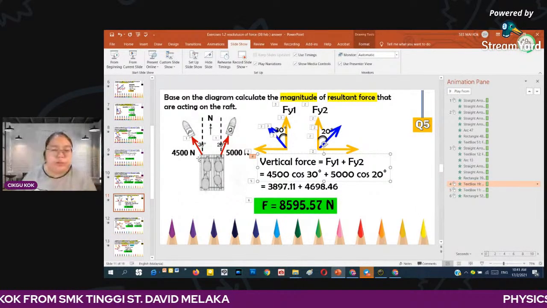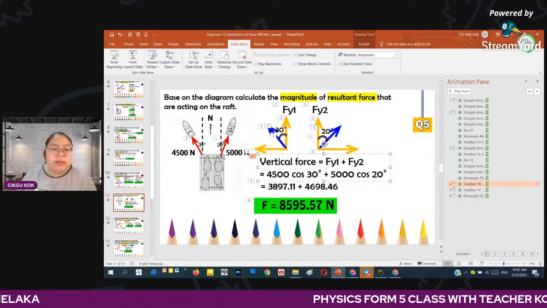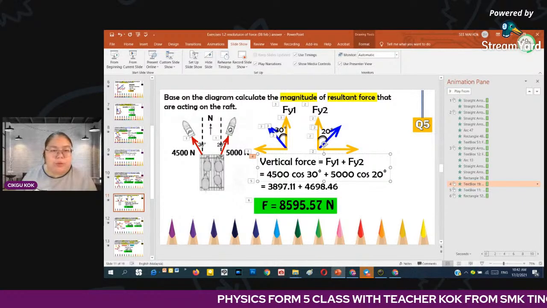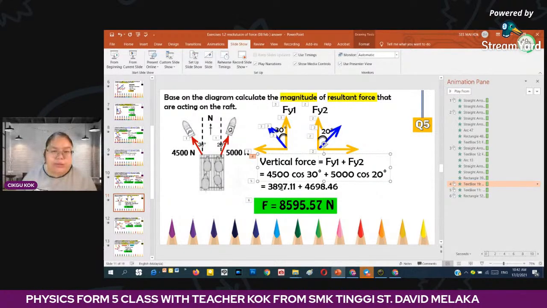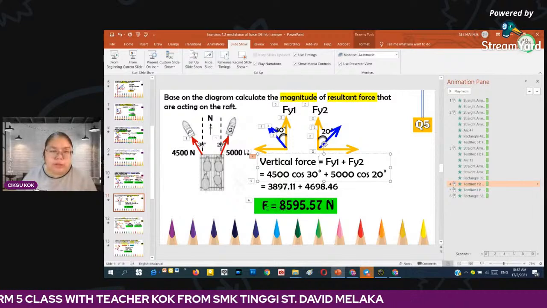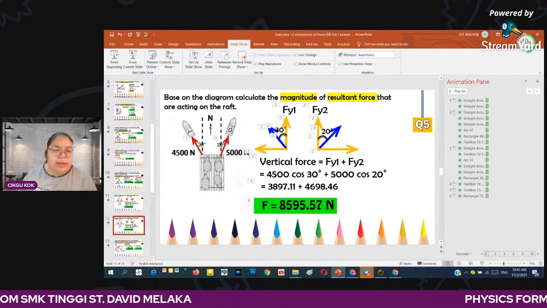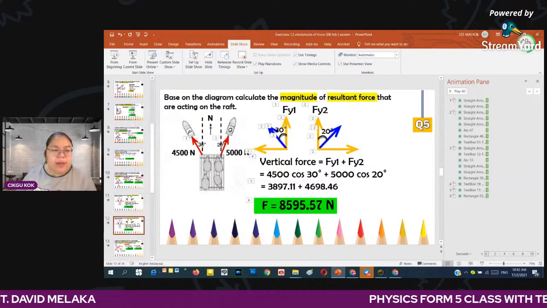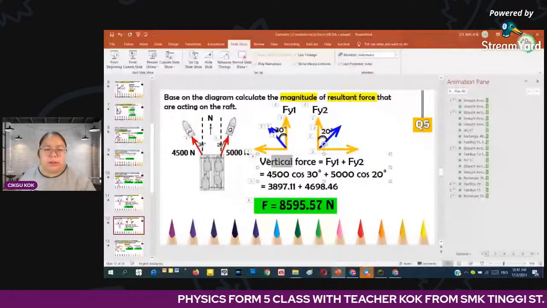But this one is not the resultant force. Resultant force still has left and also right, is it? So from here, we need some time to solve this answer. So we do the Fy first. This one is the vertical forces. So I need to do another part, this part, the horizontal.